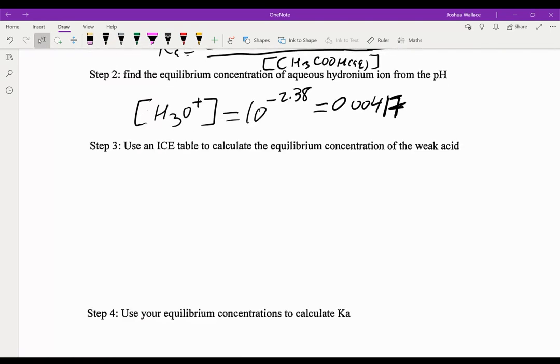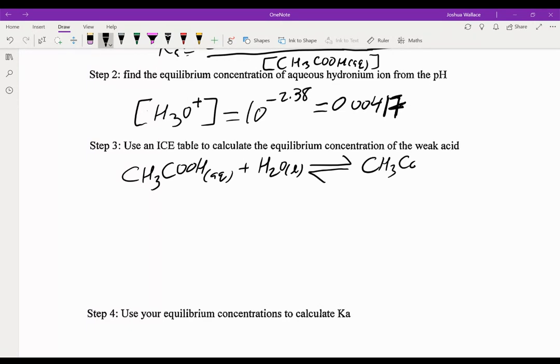All right, step 3 is to use an ICE table to calculate the equilibrium concentration of the weak acid. So I write out my reaction, which is CH3COOH aqueous plus H2O liquid, at equilibrium, to CH3COO- aqueous plus H3O+.